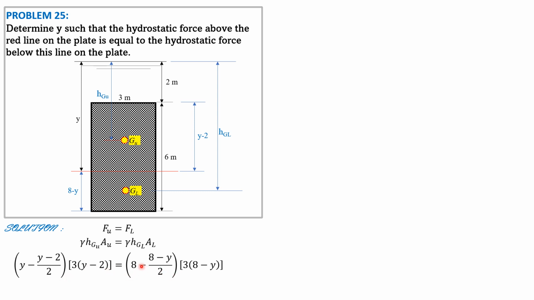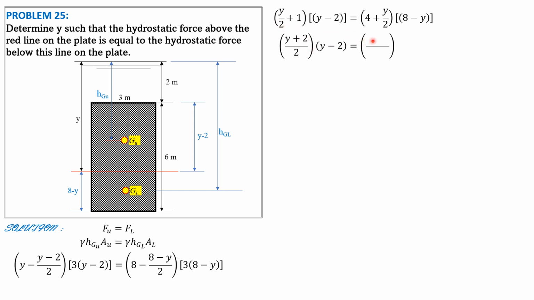Then here with 8 minus 8 over 2 is 4 plus y over 2. Then 8 minus y. So y over 2 plus 1 times y minus 2 equals 4 plus y over 2 times 8 minus y. Simplifying, this is y plus 2 over 2 times y minus 2 equals 8 plus y over 2 times 8 minus y. Cancel out 2. This is y plus 2, y minus 2, so that's y squared minus 4. And this is 8 plus y, 8 minus y is 64, 8 squared 64 minus y squared.